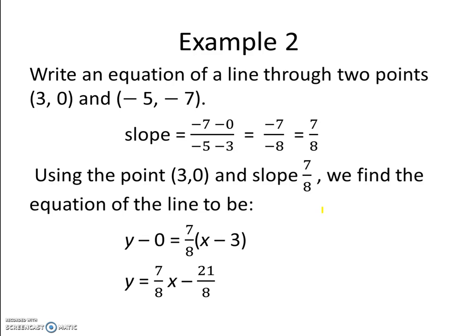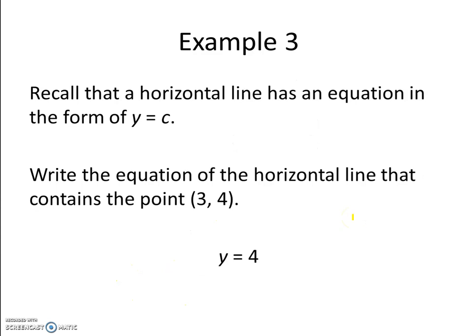Using the point (3, 0) and slope of 7/8, we find the equation of the line to be y minus 0 equals 7/8 times the quantity x minus 3. When we distribute that 7/8 times x, we get 7/8x. 7/8 times -3, we get -21/8. So our equation of our line ends up being y equals 7/8 times x minus 21 divided by 8.